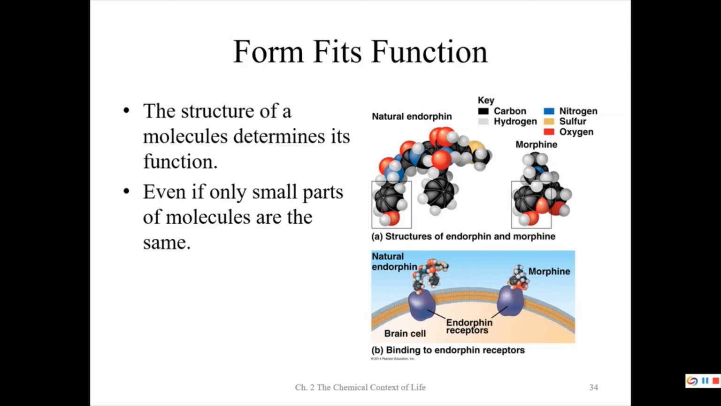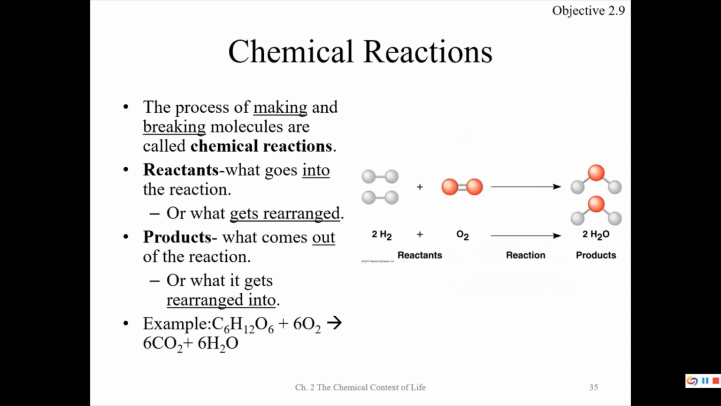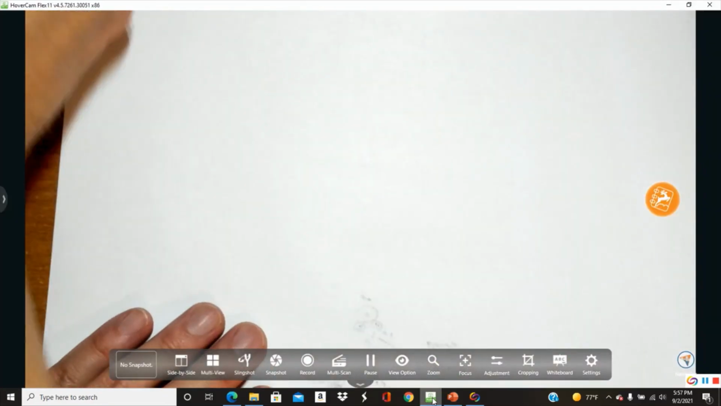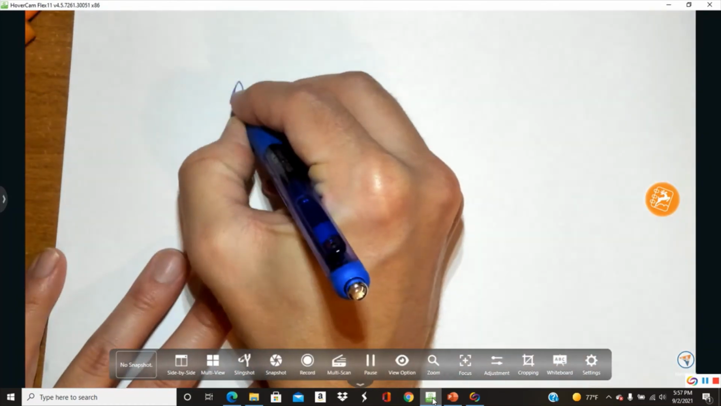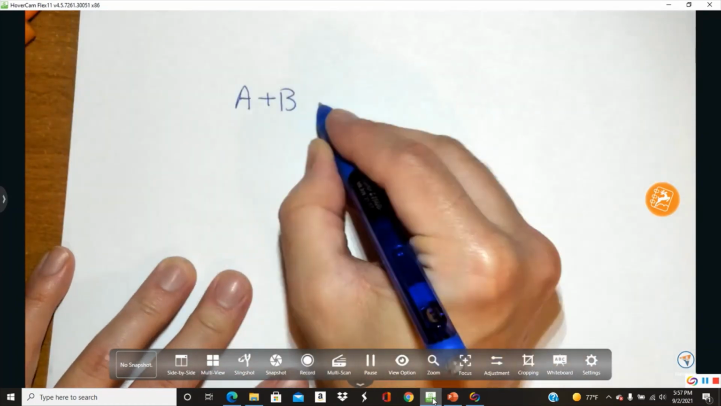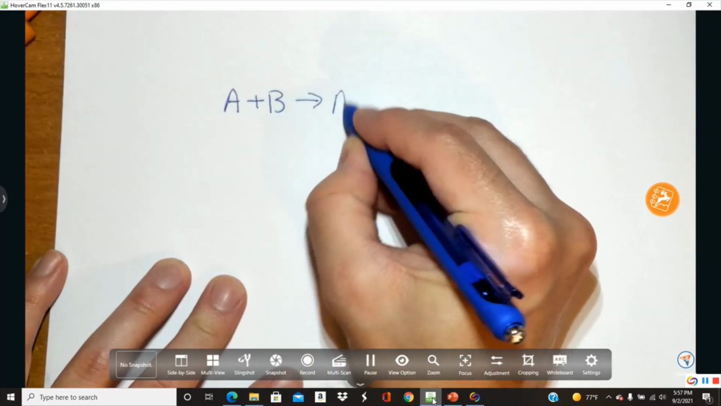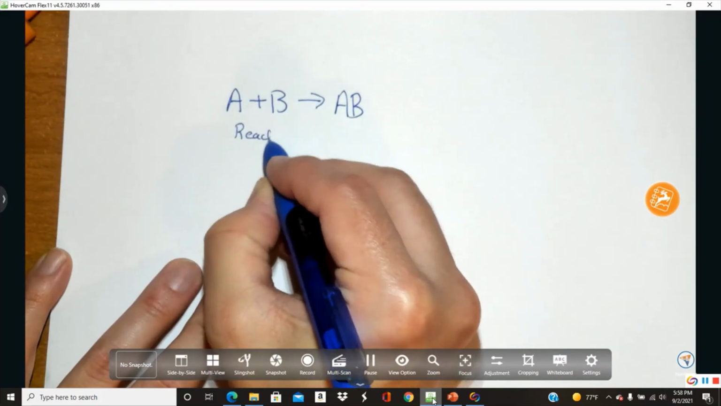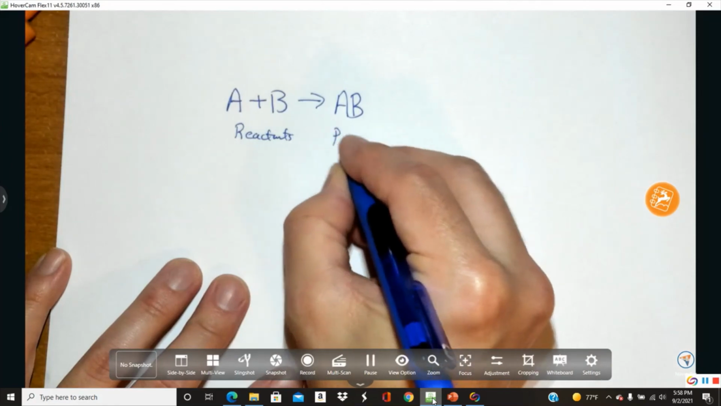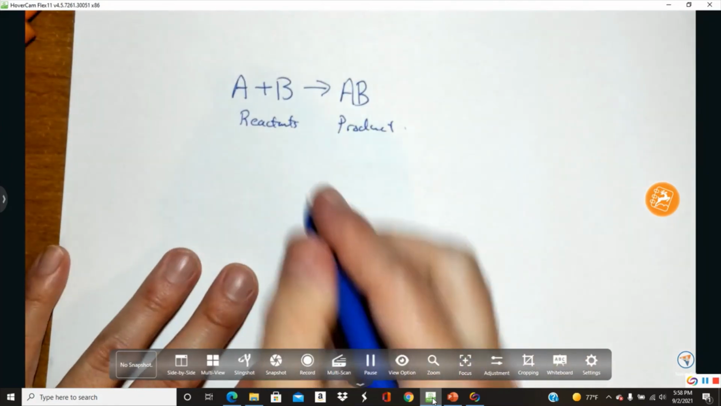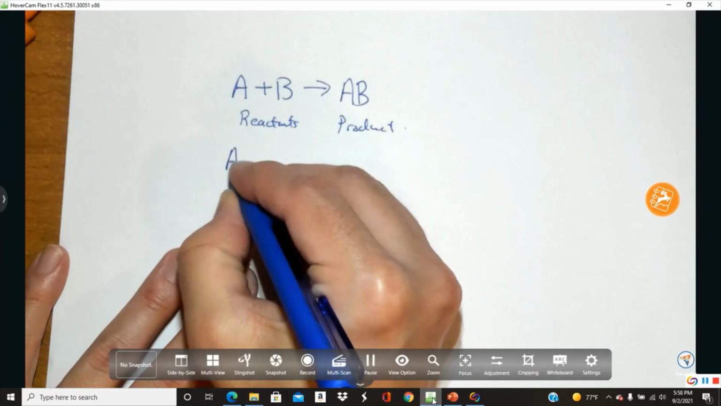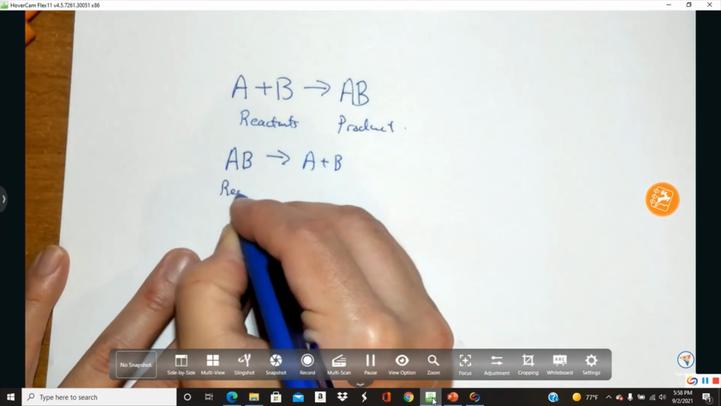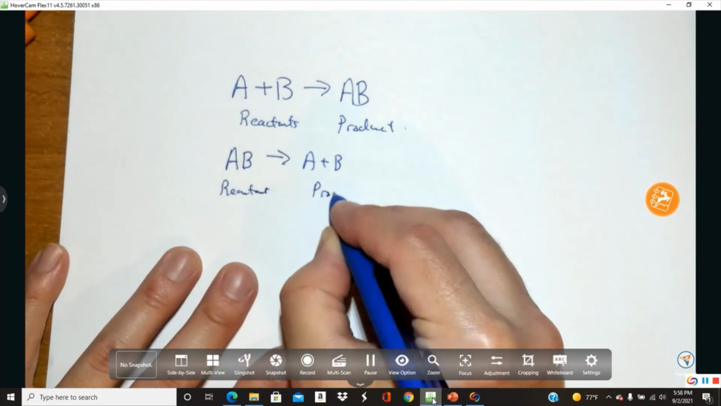All right. Now, let's talk about chemical reactions. Basically, let's say I have A plus B yields AB. Well, we might call these things here the reactants, and we call this over here the products or the product. Same thing if I have AB yields A plus B: we have a reactant, and we have products.